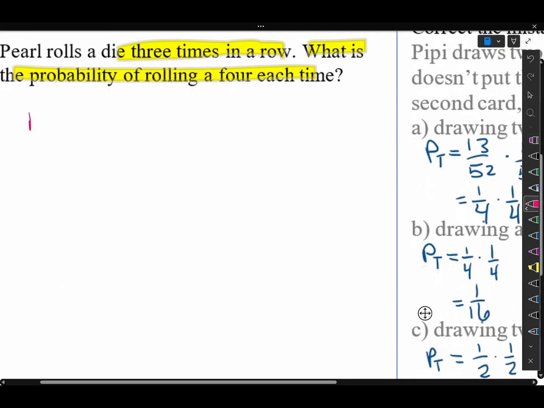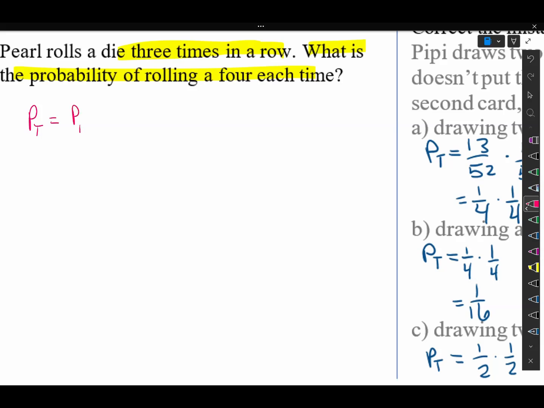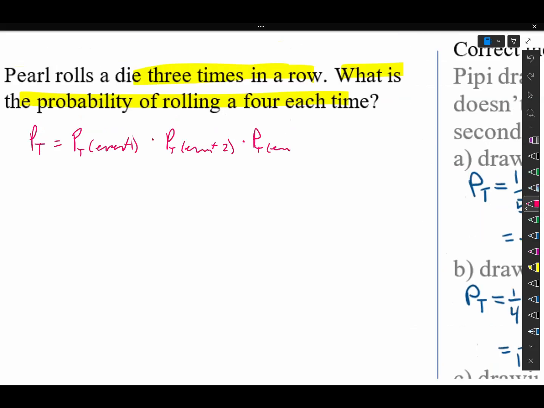When we're working with theoretical probability of multiple events, we can calculate it by taking the theoretical probability of event 1 and multiplying that by the theoretical probability of event 2, multiplying that by the theoretical probability of event 3. That gives us the theoretical probability of event 1, event 2, and event 3 all happening together. That's what we're looking for right here. If we had more events, we would multiply those together as well.